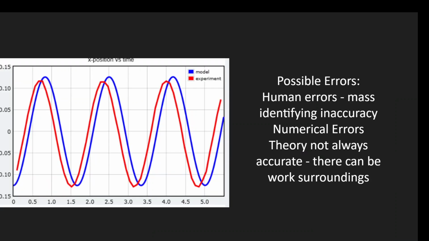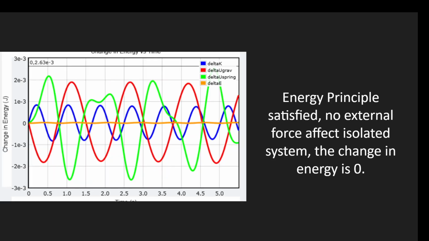So overall, you can see that the experimental results and the models don't have a high discrepancy or a high difference. There are possible errors that may lead to a very small discrepancy, which may be human errors, like inaccuracy in identifying mass, or maybe numerical errors, or maybe the theory is not always accurate. There can be surroundings, and still the energy principle is satisfied, as there is no external force affecting the isolated system, and the change in delta E is equal to zero. As you can see, the orange line is still at zero over all the time.